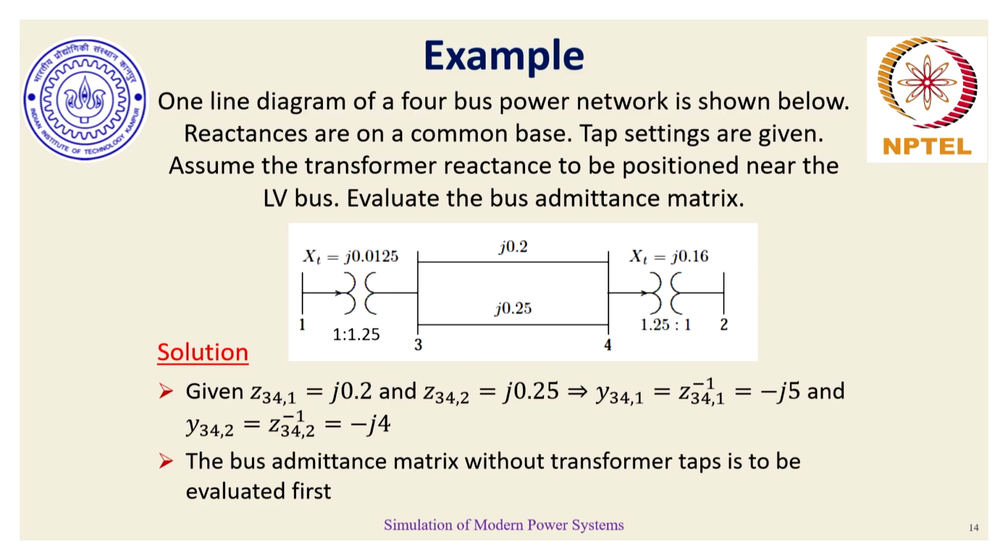I will end my discussion with a small example. What I have here is a 4 bus power network. Buses 3 and 4 pertain to the transmission portion of the power network, whereas between bus 4 and 2 I have one transformer present over here and I have another transformer present over here.